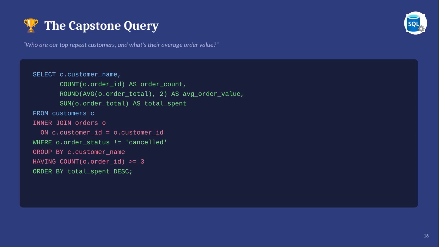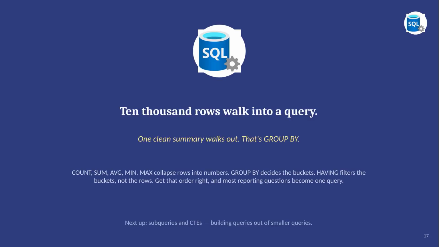Every single concept from parts 2 through 4 shows up in this one query: a join, a where filter, a group by, a having filter on an aggregate, and an order by, all working together to answer one specific, genuinely useful business question. So here's the takeaway.